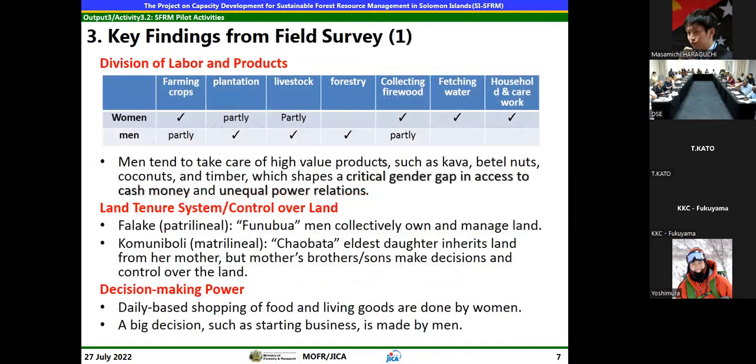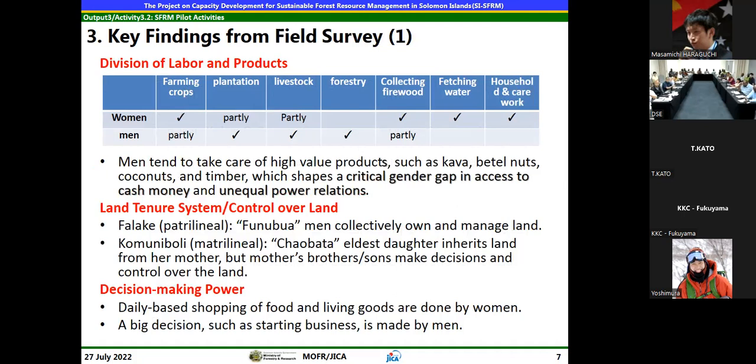So in the Lotan Milfragolo village, you will see here the division of labor and products. Men tend to be very involved in those products that have higher value, more money. For example, copra, betel nut, and coconuts. So you will see there's a gap already in accessing money.